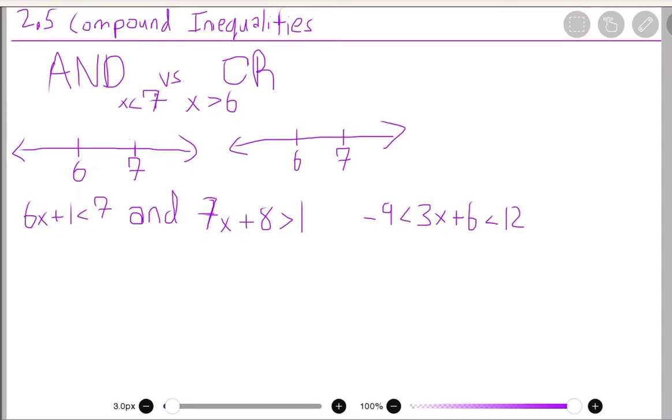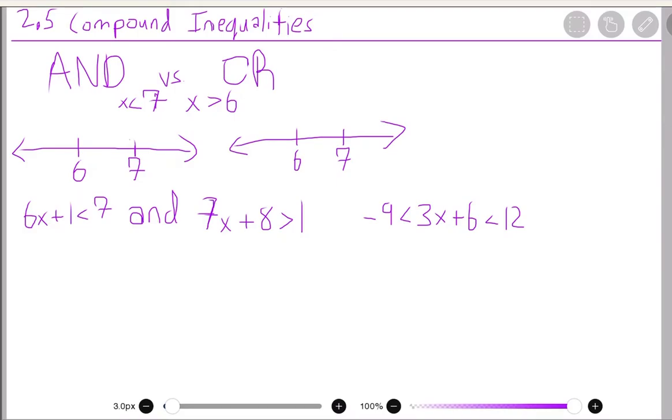A compound inequality is basically two inequalities being put together. To learn about compound inequalities, we first have to learn about two major concepts, which are "and" and "or." "And" is an intersection between two sets, and "or" is a union between two sets.